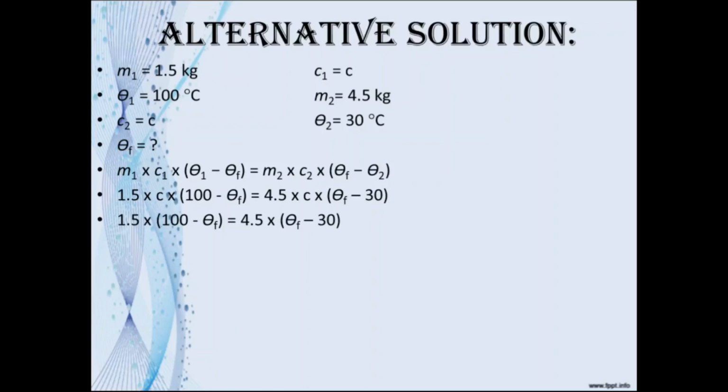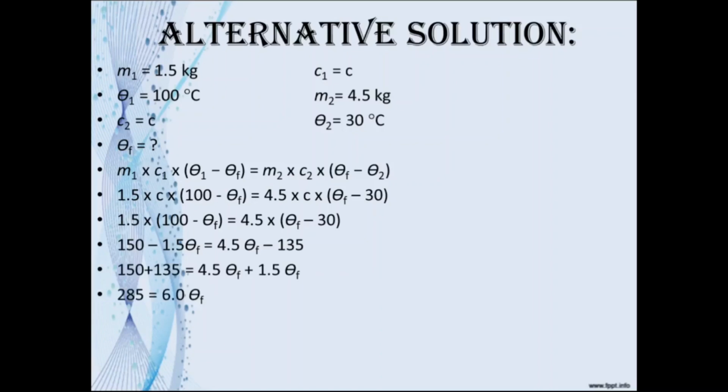So expanding brackets, 1.5 times 100 is 150, and we'll have minus 1.5 θf, and 4.5 θf, and on the other side 4.5 times 30 is minus 135. And then we transpose and add: 150 plus 135, and 4.5 plus 1.5, we get 285 is equal to 6 θf, so θf would be 285 divided by 6, which would give you the same answer of 47.5 degrees Celsius.